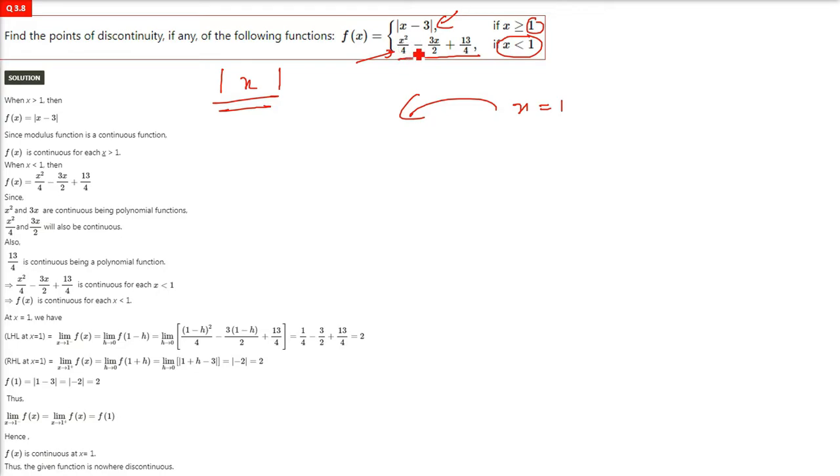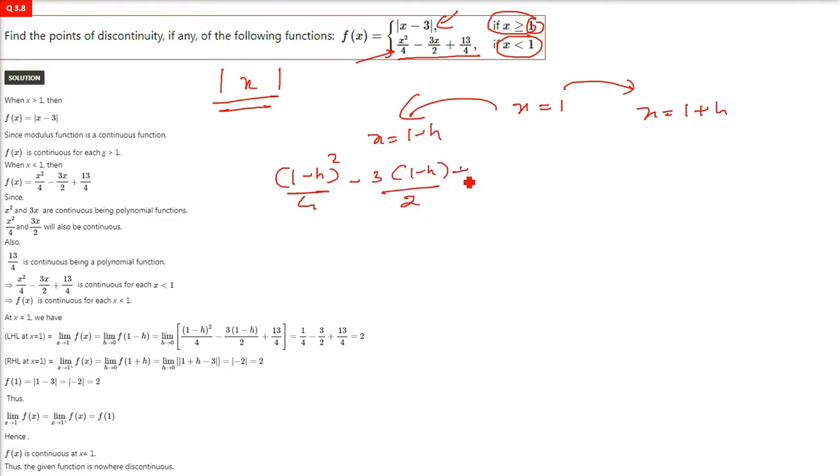So when we go on the left hand side, we will use this function. On right, we are going to use this modulus function. So one time polynomial, one time modulus. So x equals 1 minus h on the left, x equals 1 plus h on the right. So this is 1 minus h whole square by 4 minus 3 into 1 minus h divided by 2 plus 13 by 4. This is x equals 1 minus h.